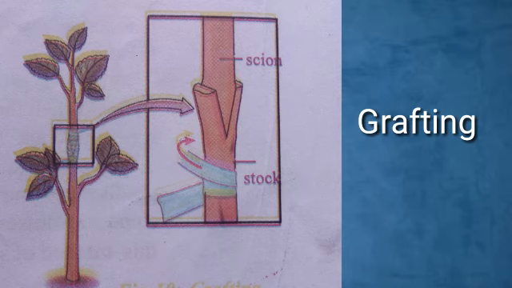So all this cutting, layering, grafting are traditional methods of artificial propagation of plants. Examples of plants produced in this manner generally include banana, pineapple, orange, grapes, or rose, etc.